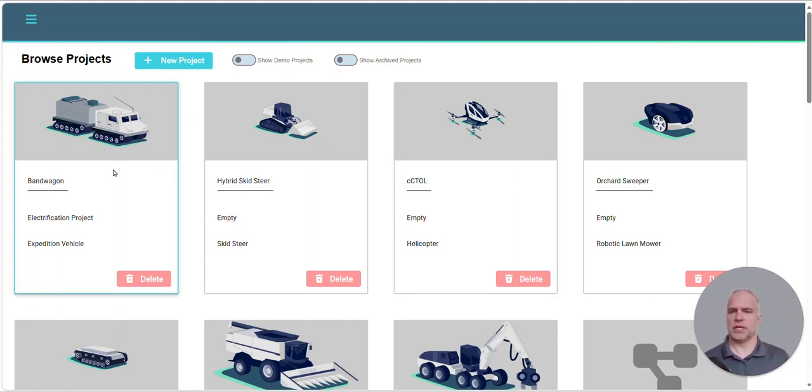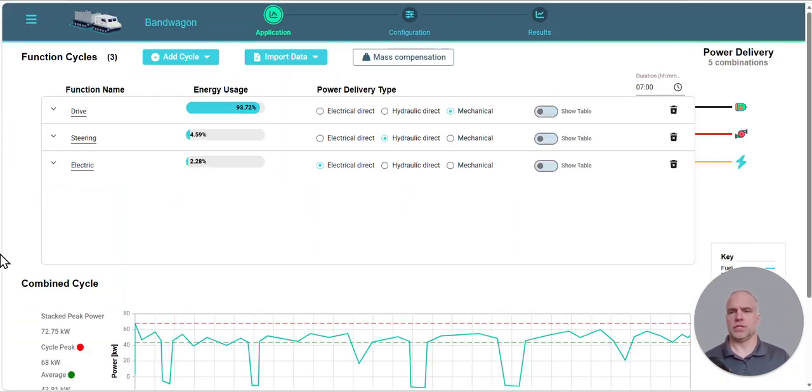In this video, we're going to take a look at a bandwagon application using the ePOP concept. The application has a forward and reverse cab with tracks. I used some publicly available data to create a drive. It's a hydraulic steering between the cabs, a hydraulic load, and then a small electrical load, to reverse engineer both the cycle and the powertrain.